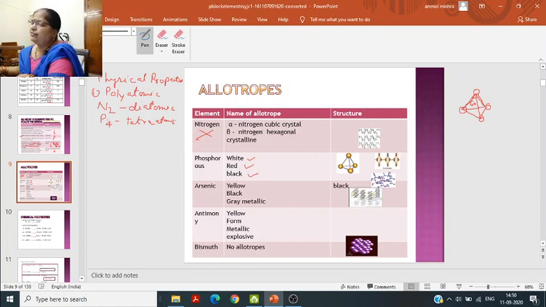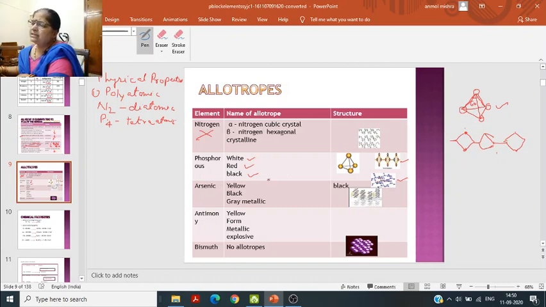And black phosphorus is polymeric in nature, and red phosphorus is a straight chain compound. In black phosphorus, the bond between this phosphorus and this phosphorus is not formed; only this bonding is there in red. A question is asked: which one is more reactive? White phosphorus is more reactive than red phosphorus due to the strained structure. The angle between them is 60 degrees.